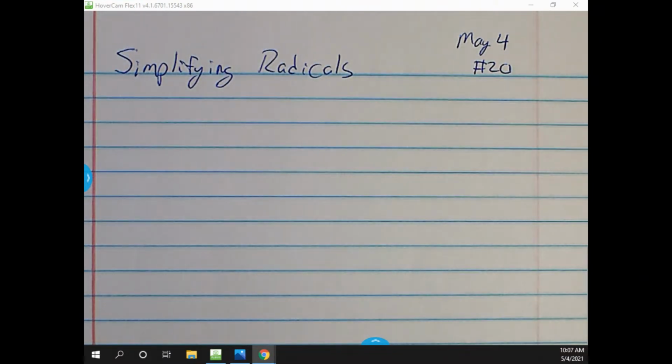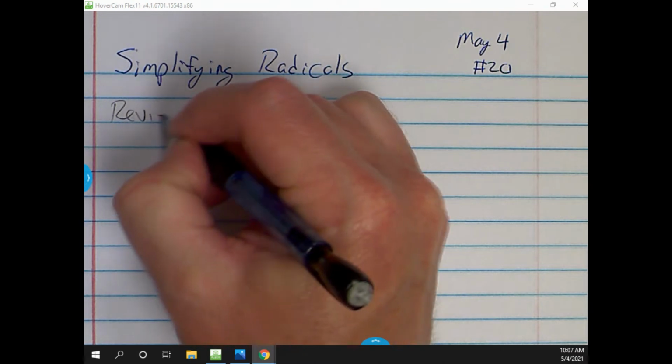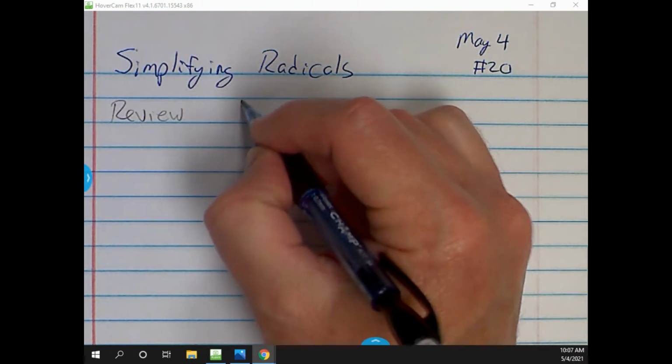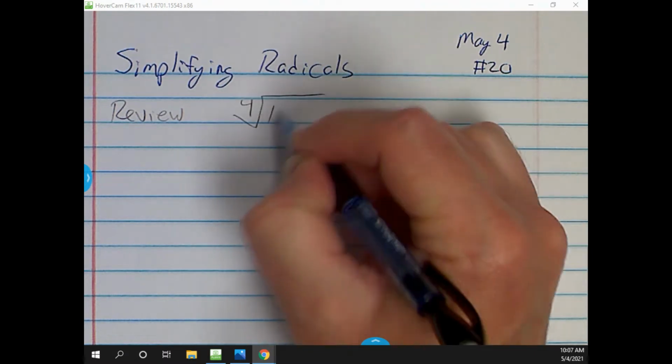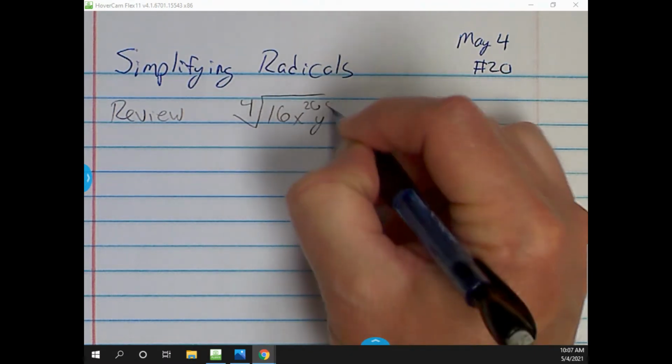All right. Let me back up. We had a few people out yesterday, so before we add anything new here, you don't have to write this down. This is just going back and reviewing, a real quick review of what we were doing yesterday. Basically, yesterday we were doing something like this: the fourth root of 16, x to the 20th, and y to the 8th.